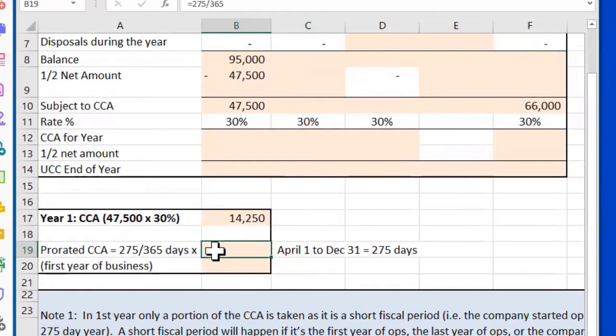We're going to take 275. We're going to divide by 365. That's going to give us a percentage. We're going to multiply that percentage that we're going to prorate 14,250 by. And hey, guess what? The CCA that we're going to be able to take this year is $10,736.